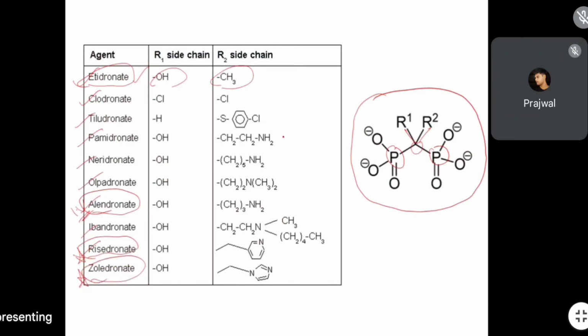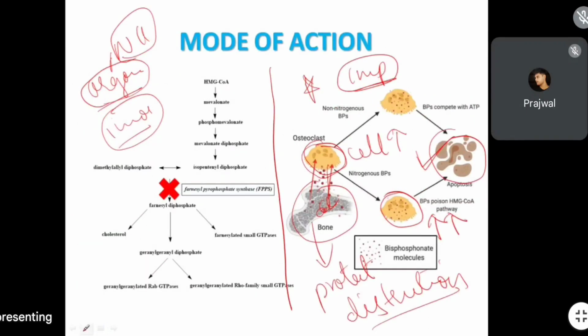Examples you can see: pamidronate, alendronate, and so on. So these amino group containing bisphosphonates have this second mechanism. The first mechanism is particularly seen with inorganic bisphosphonates, and this second mechanism is seen in organic bisphosphonates. Remember, what will organic bisphosphonates do?